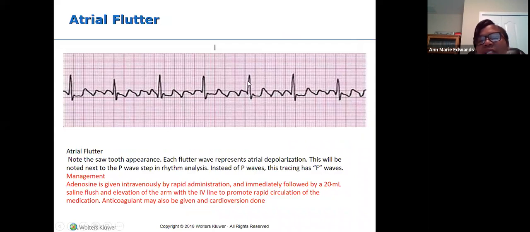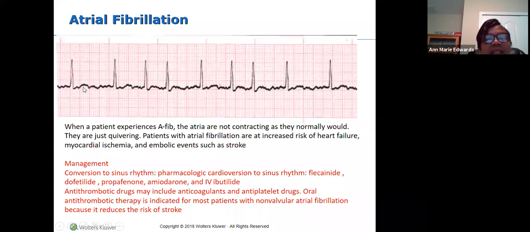Notice your QRS, these are your ventricles. So you know your ventricles are not affected. So you look if your ventricles are affected. And then you look if your atrium are affected. So look at what is happening to your atrium. Again, look at what is happening to your atrium.